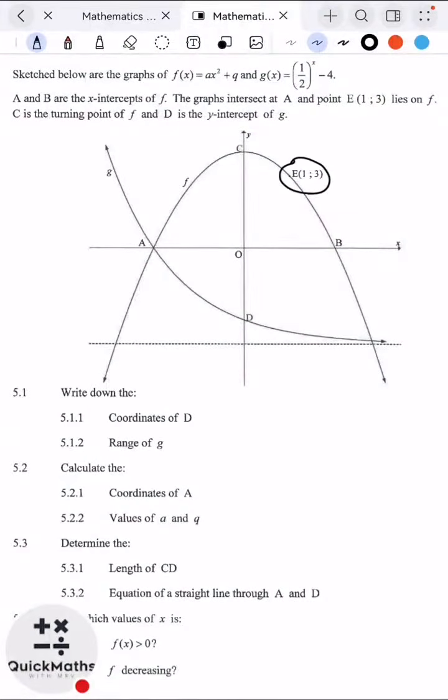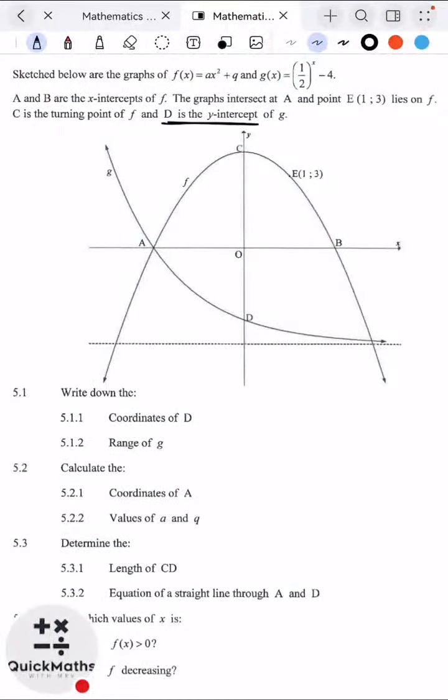E is a point on the graph, a random dot. C is the turning point of f. And D is the y-intercept of g. There we go. Okay, great. So all of that they tell us. Let's check the questions. Determine the coordinates of D. They just told us D is a y-intercept.